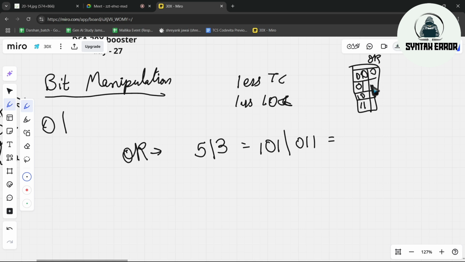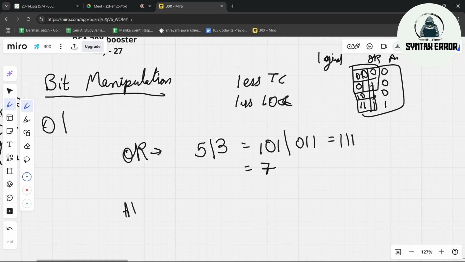For the OR operator, 0 and 0 will be 0, 0 and 1 will be 1, 1 and 0 will be 1, and 1 and 1 will also be 1. For the AND operator, only if both are 1 is it 1, otherwise it will be 0. That is the basic principle, like you have learned in logic gates. So 1 or 0 is 1, 0 or 1 is 1, 1 or 1 is also 1. So 5 OR 3 is 7.